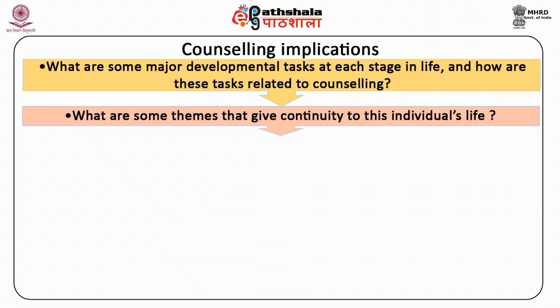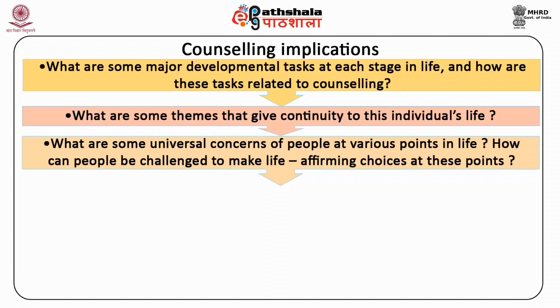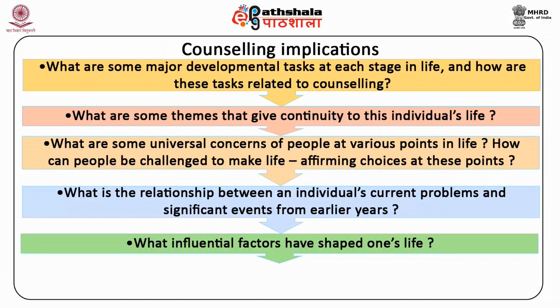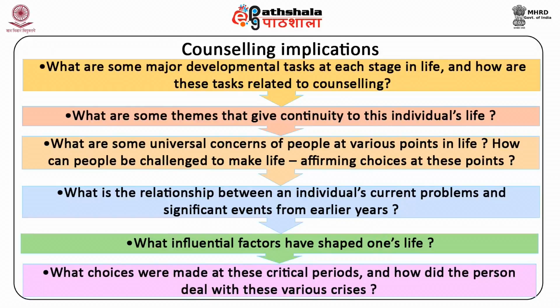Second, what are some of the themes that give continuity to this individual's life? Third, what are some universal concerns of people at various points in life? How can people be challenged to make life-affirming choices at these points? Fourth, what is the relationship between an individual's current problem and significant events from earlier years? Fifth, what influential factors have shaped one's life? Sixth, what choices were made at these critical periods, and how did the person deal with these various crises?